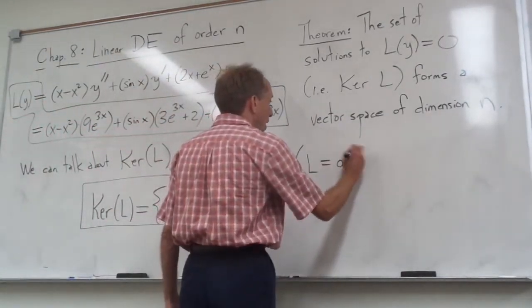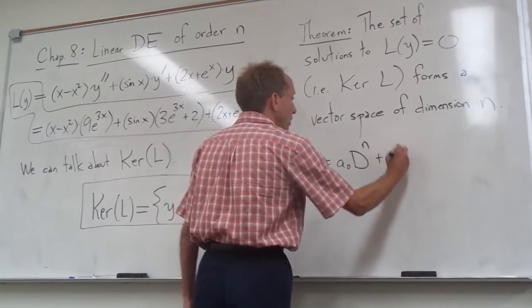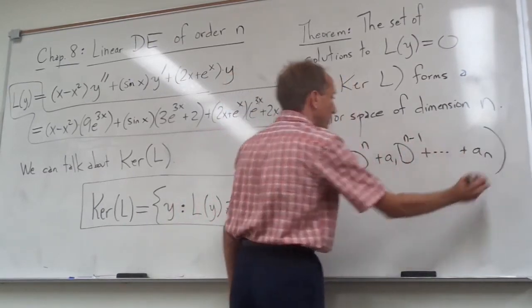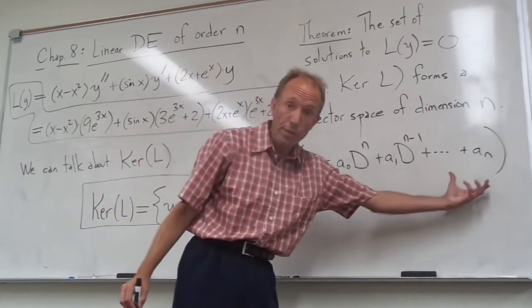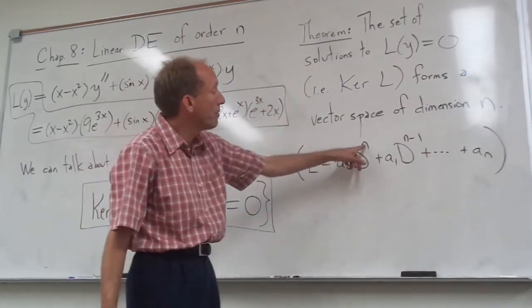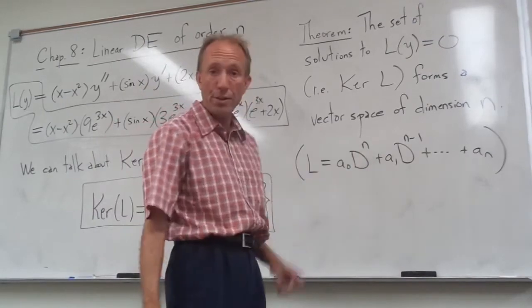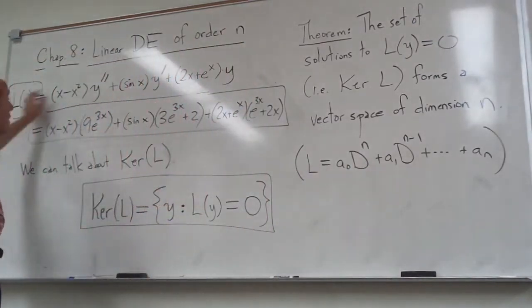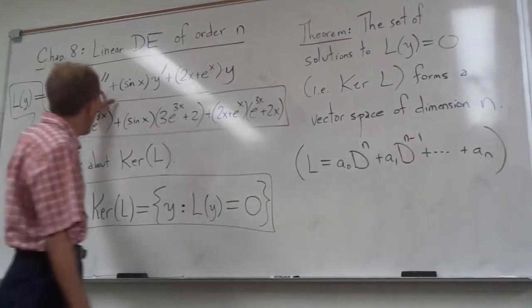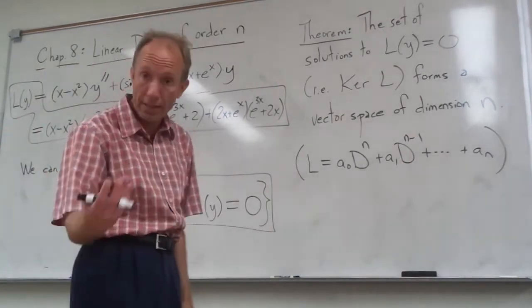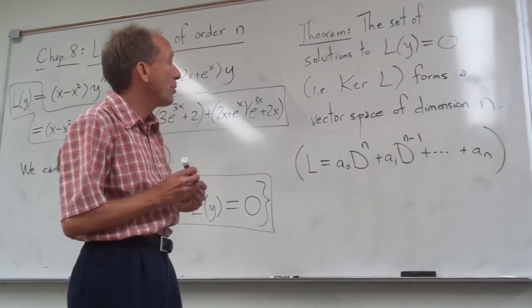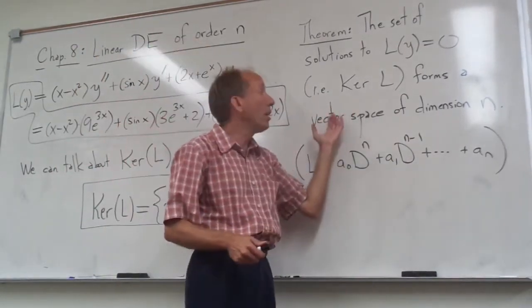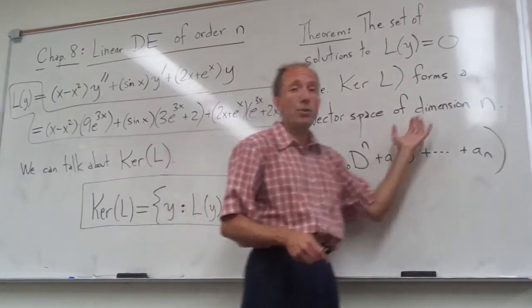Let me just remind you, the n really comes from the highest power of d that you see in the expression for L. If this is what L is equal to, then the most number of derivatives you're going to see is n derivatives. Like in this example, L had a d squared in it, and the highest derivative that we have to look at is the second derivative. So the n is the maximum number of derivatives, and the kernel of L is a vector space of dimension n.